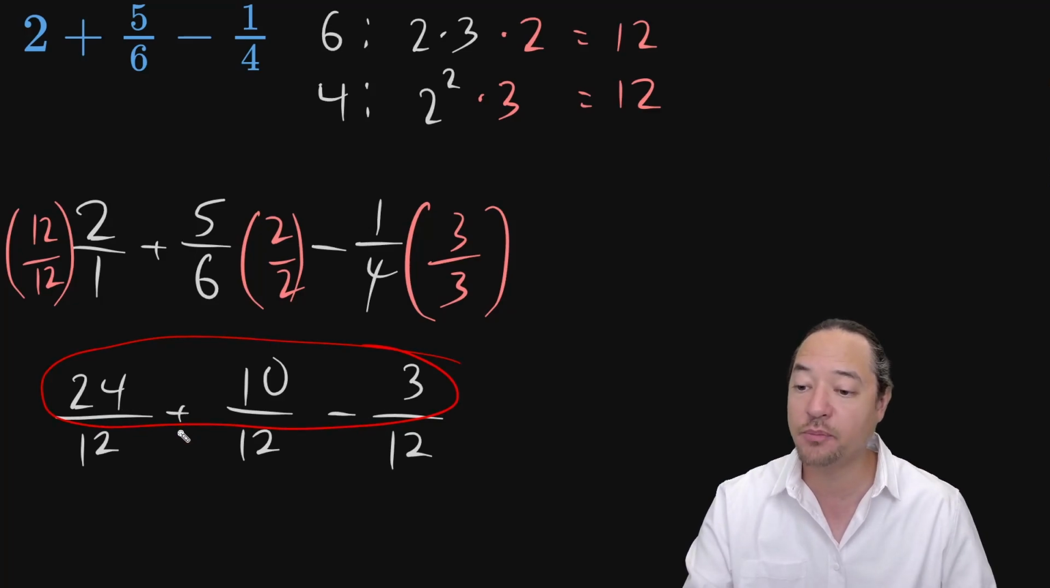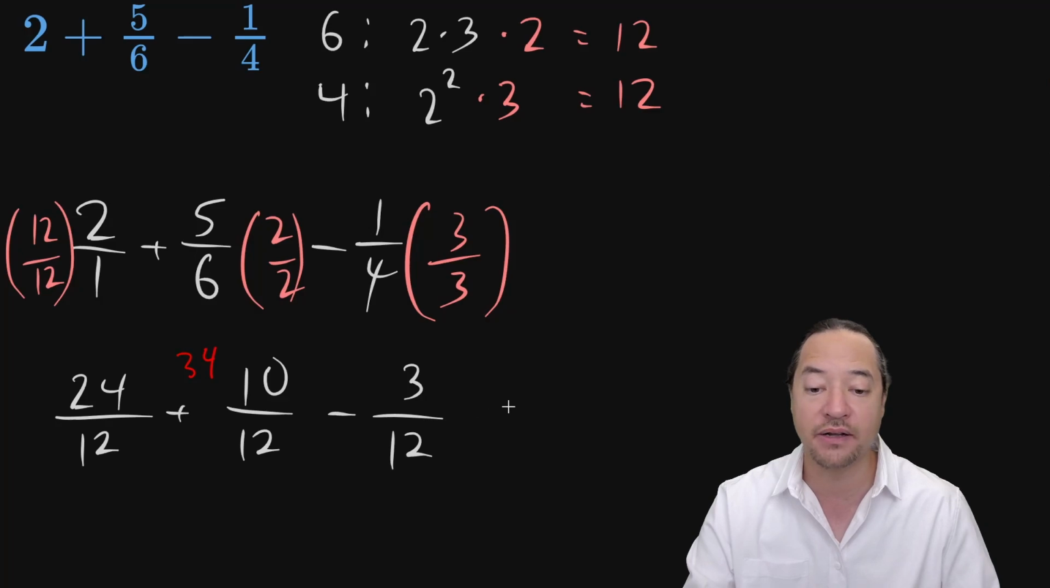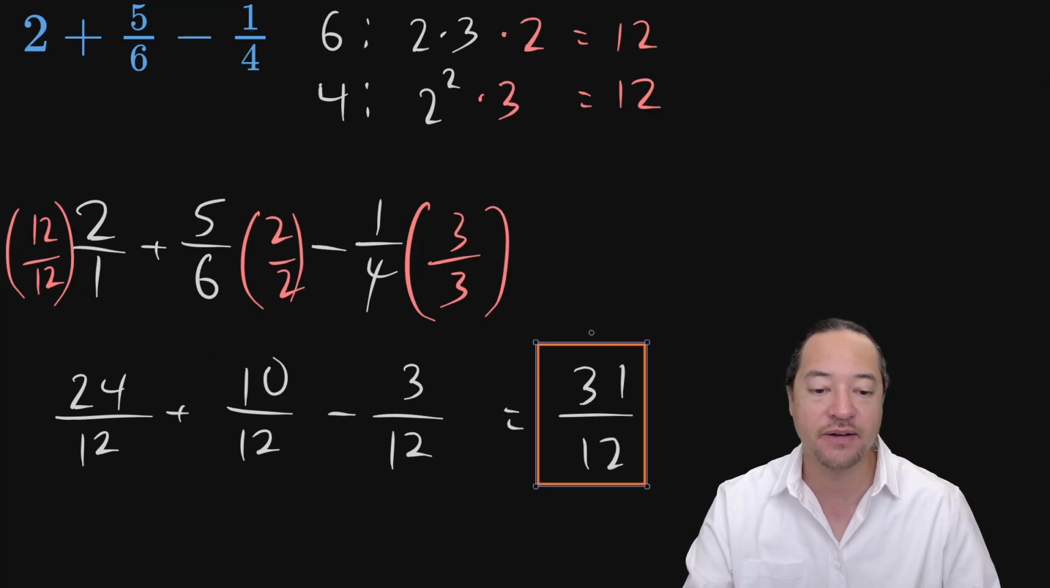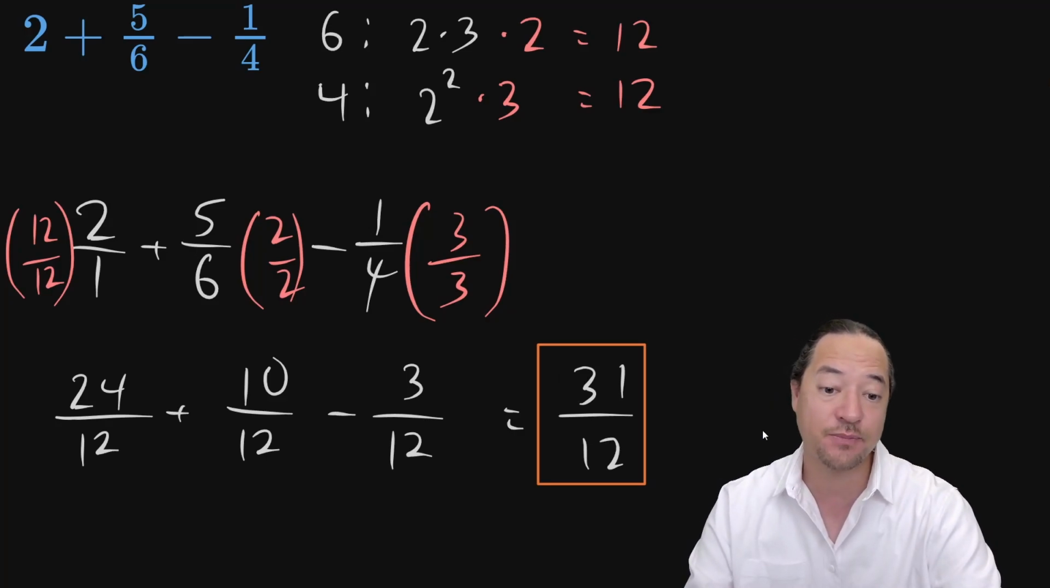So 24 plus 10, well, that's going to be 34. 34 minus 3 is going to be 31. Okay, so this is 31 over 12. And there we go. That's going to be the answer for this problem here.